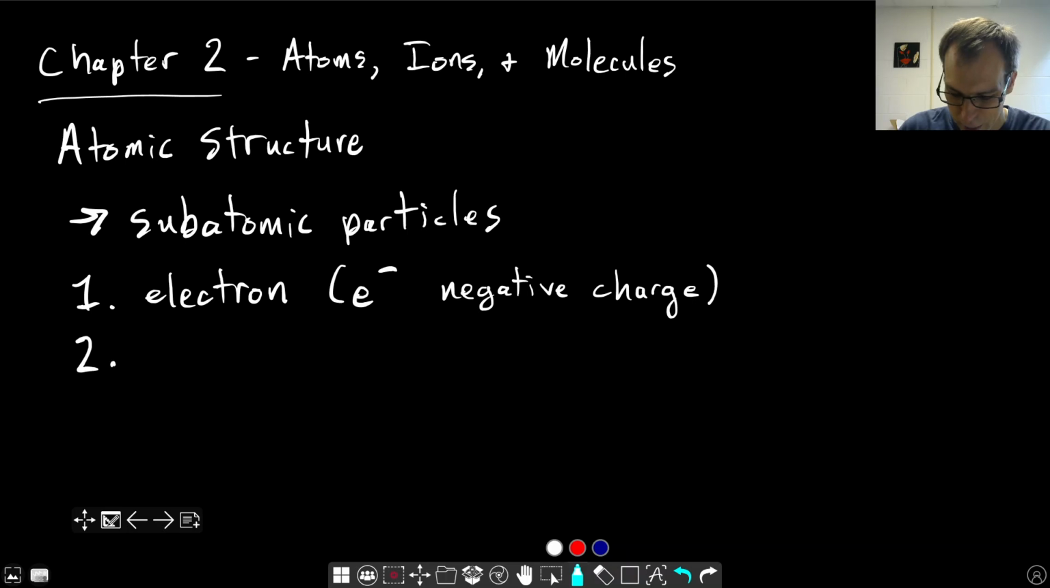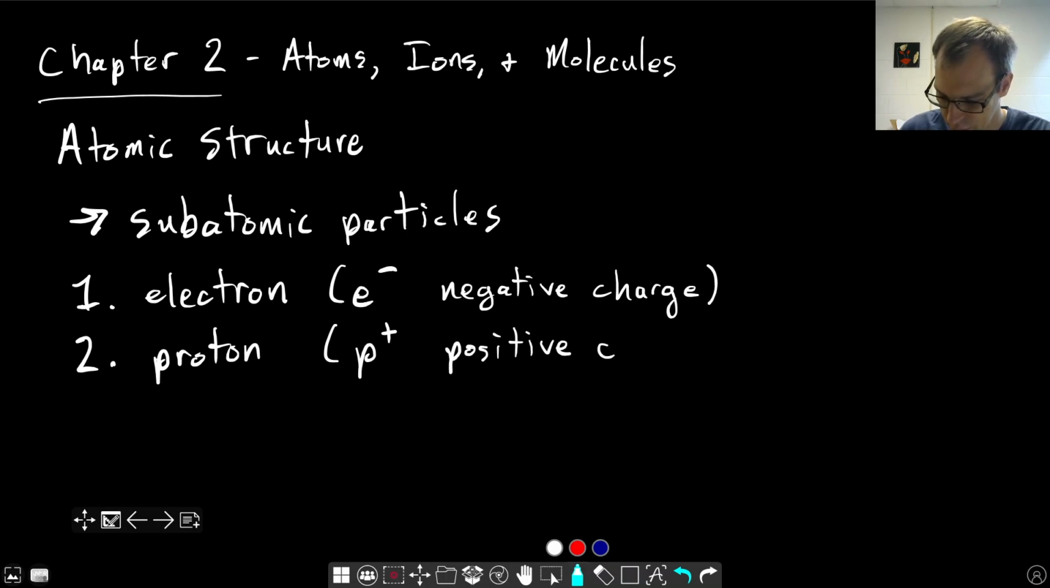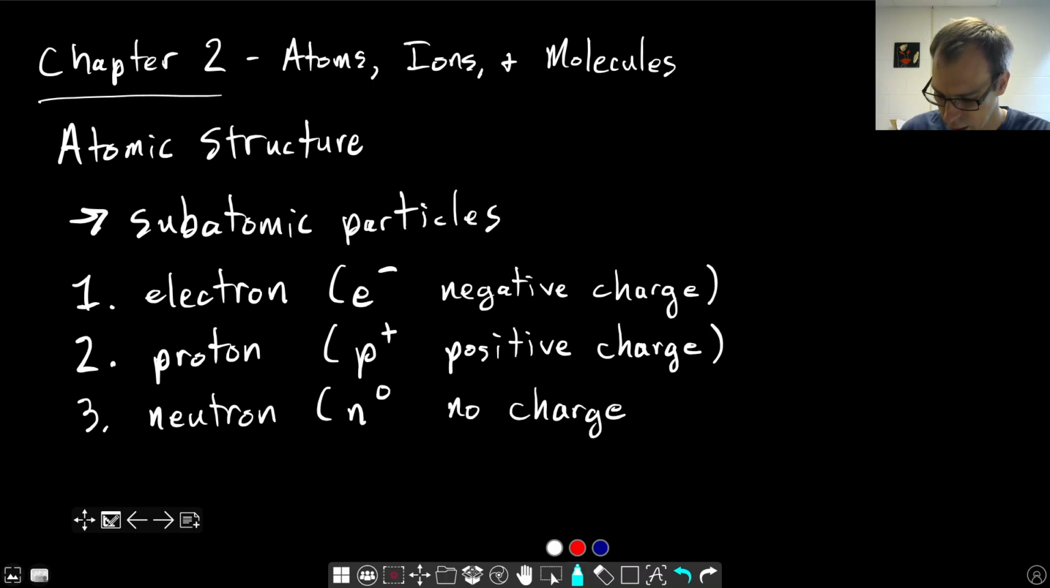The second subatomic particle we'll talk about is the proton, which is written as p plus because it has a positive charge. And then our final subatomic particle is the neutron. This is often written n with a 0 because it has no charge, and that's where it gets its name. It's a neutral particle. So atoms are made out of these subatomic particles.